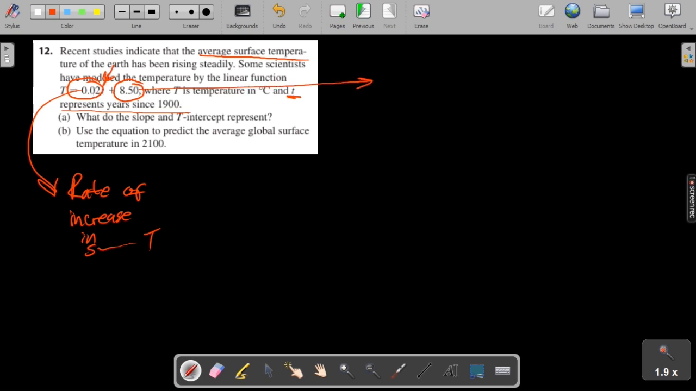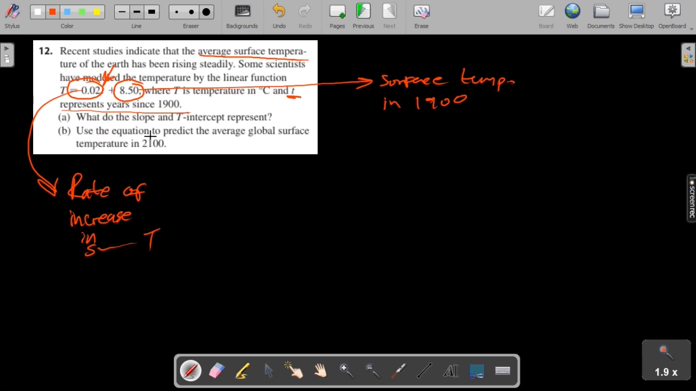So if you substitute a 0 there, that means that you are in 1900. So t is the time since 1900. So at t of 0, you are exactly at 1900. That would only give you 8.50, which would be the T-intercept. That T-intercept represents the surface temperature in 1900. So that's the first question, question A.